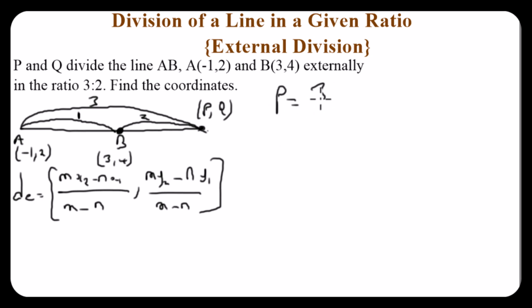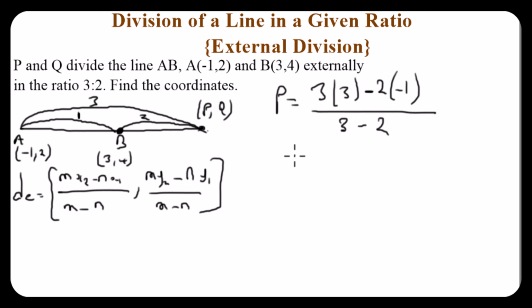So p now will be equal to, so what's my m? My m is 3, so 3 in the bracket of, what's my x2? So again, take b as your x2 and y2, so my x2 is 3, so 3 in the bracket of 3, minus, what's my n, which is 2, so 2 in the bracket of, what is my x1? My x1 is -1, so here I have -1, divided by m minus n, so 3 minus 2, which is 1. Let me just write it as 3 minus 2, so you don't get confused.